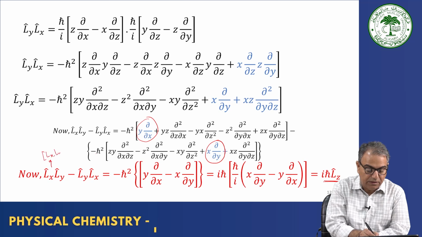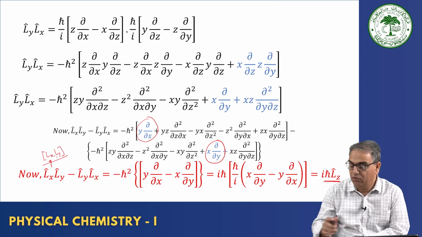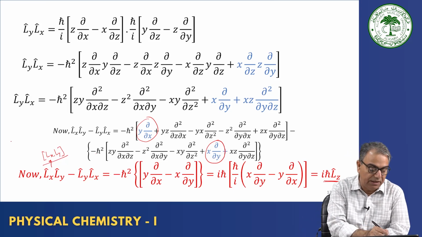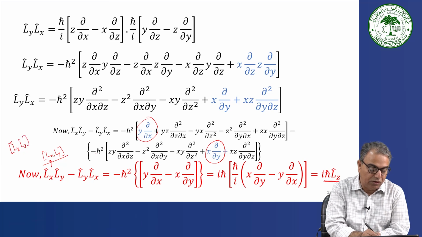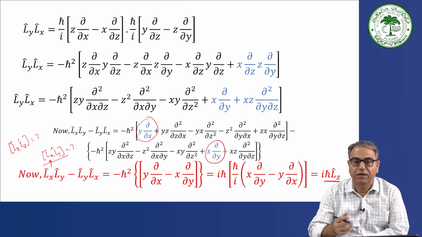Lx Ly we proved. Same way you can go and prove Ly Lz and Lz Lx. Ly Lz you can find out. These are operators, so a symbol for operator should be there, and this you can practice and see the first relationship which I have given you, you get it or not.